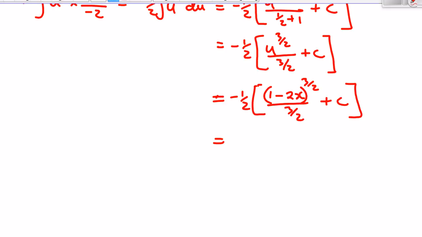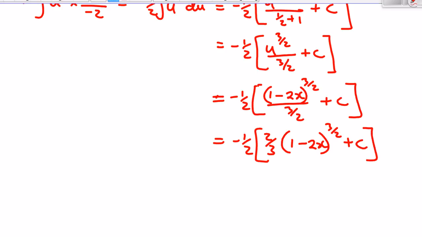So I'll just multiply the first term in the bracket by negative a half. Actually, I can write this as negative a half into bracket 2 over 3 into (1 - 2x) to power 3 over 2 plus c. That way I can easily simplify that to be negative a third (1 - 2x) to power 3 over 2 plus c. That's my final solution.